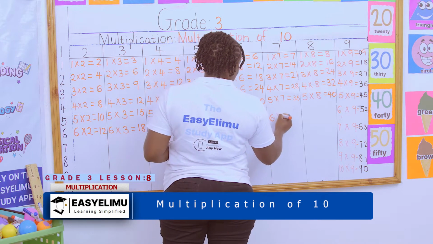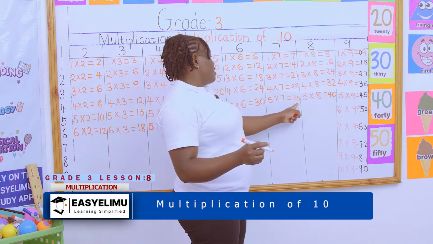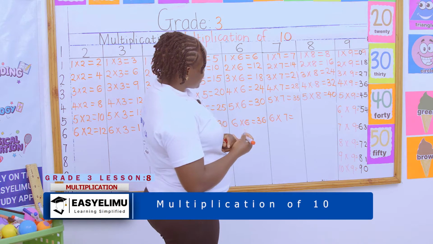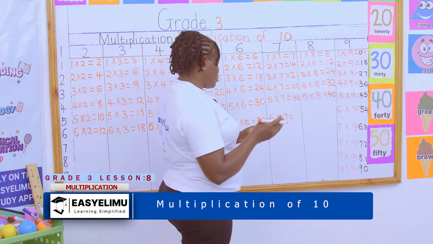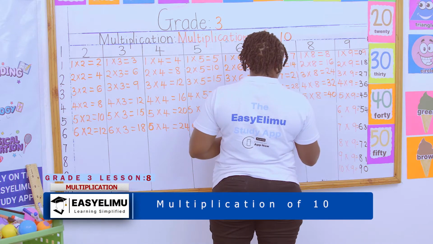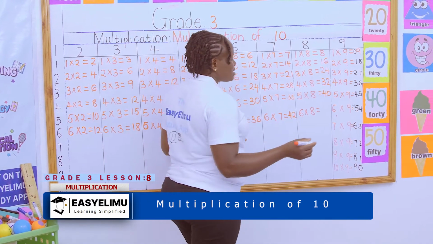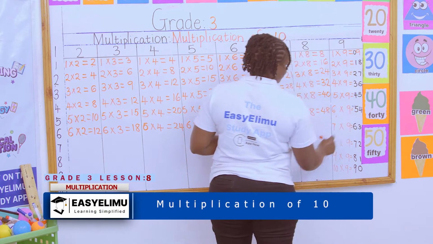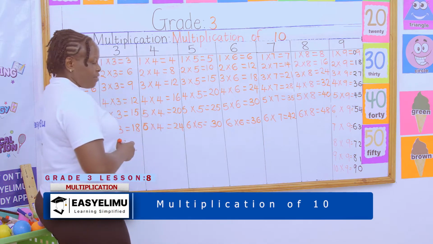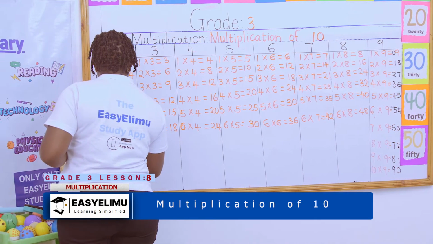Then this is 6 times 7. What is 6 times 7? We are increasing 35 by 7. So 35, 36, 37, 38, 39, 40, 41, 42. And then we increase, 6 times 8 goes to 40 plus 8 is 48. And when you go to 6 times 9, it will give you 54. Now we move on. 7 by 2, we increase.